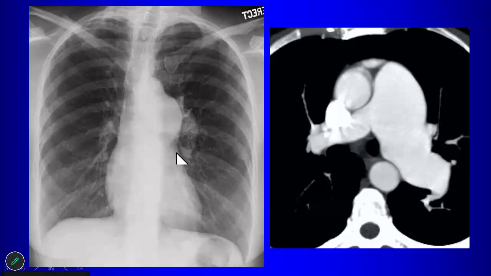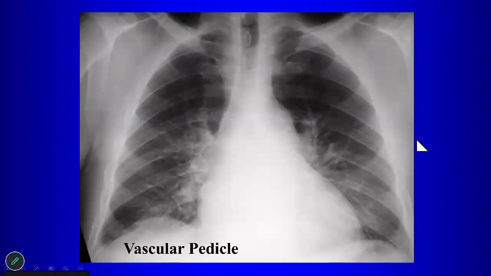So when we see this configuration of enlargement of the main and the left pulmonary artery, but a normal size right, here we're going to be concerned about pulmonary valvular stenosis.